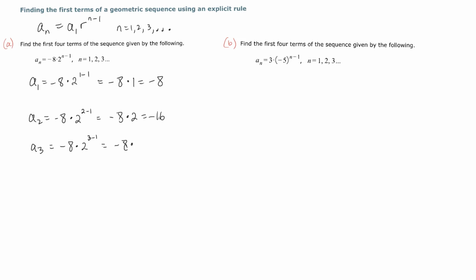Remember to do order of operations first. Order of operations here says do the exponents first. So I'm really doing 2 squared first, which is 4. And we get negative 32. What do you think? Do you think a sub 4 is going to be positive or negative?